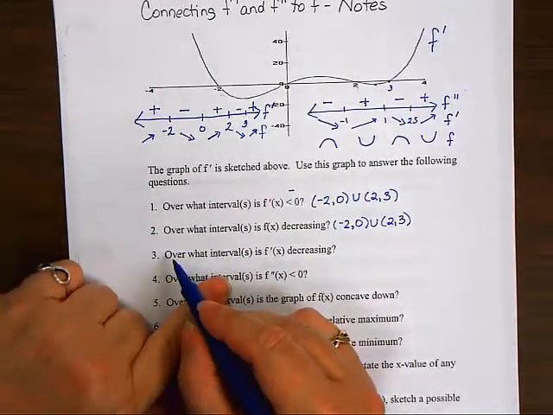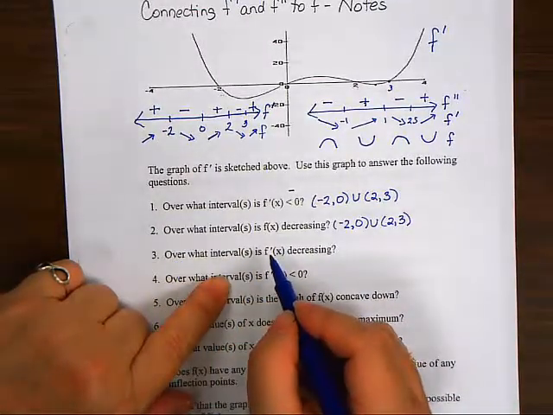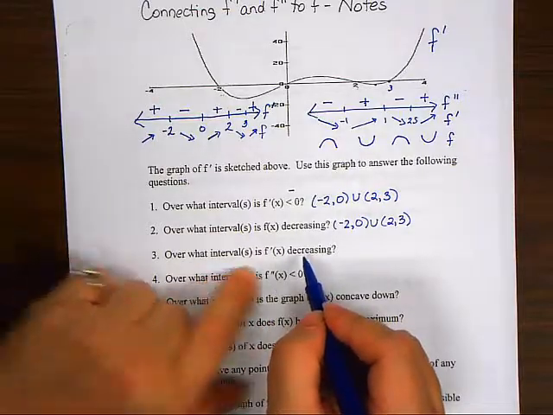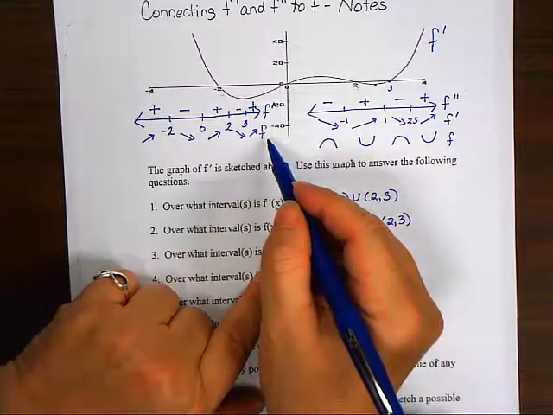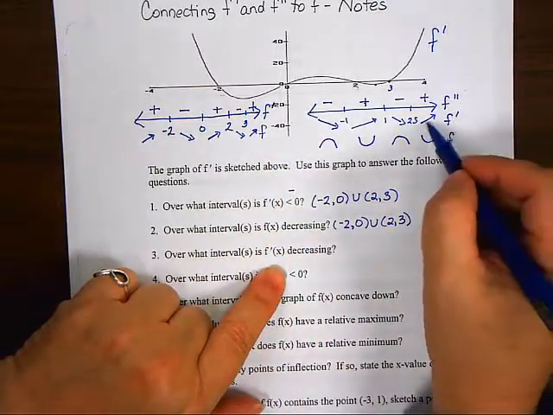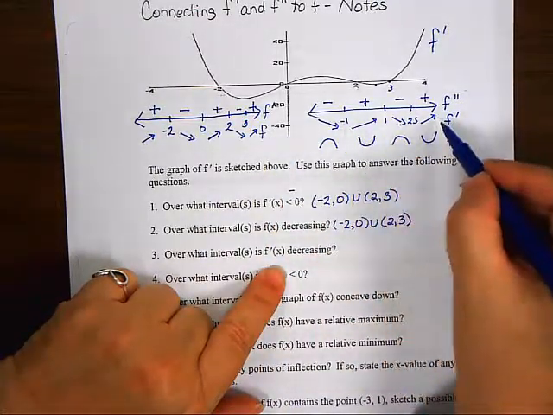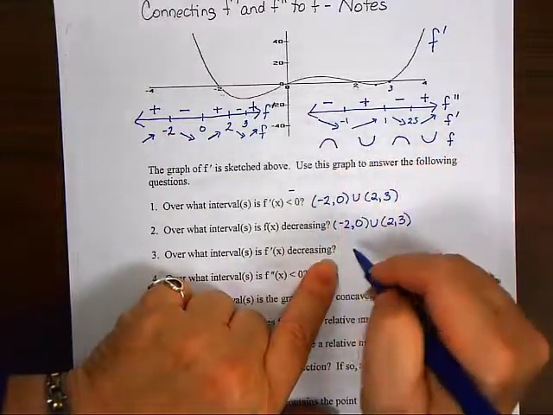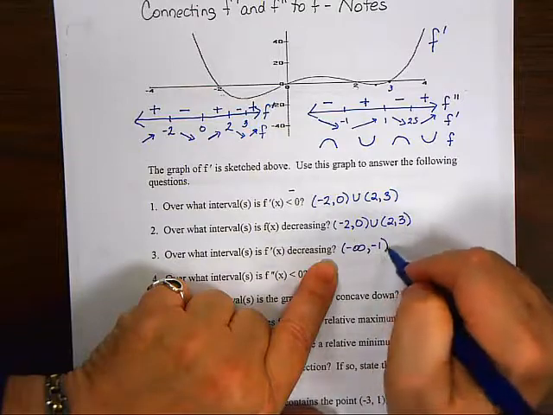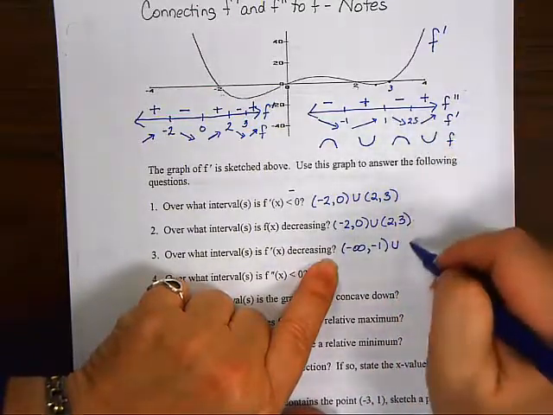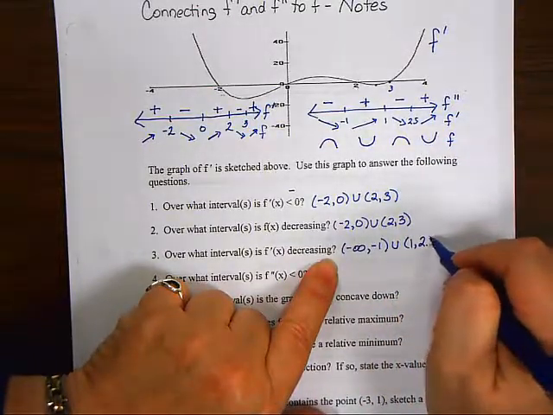All right, let's look at the next one. Number 3, over what intervals is f prime decreasing? So I'm looking for f prime talking about decreasing. That's not this graph, it's this one. Notice f prime is dealing with increasing and decreasing. So where is it decreasing? From -infinity up to -1, and then from 1 to 2.5.